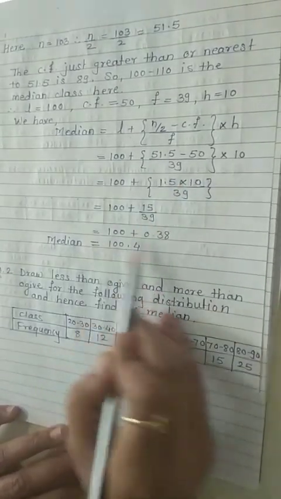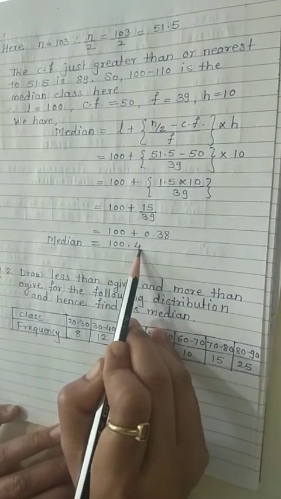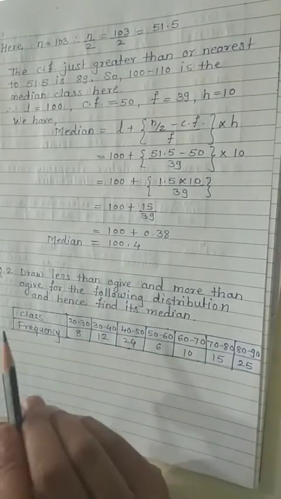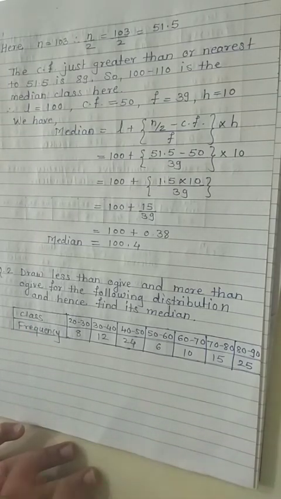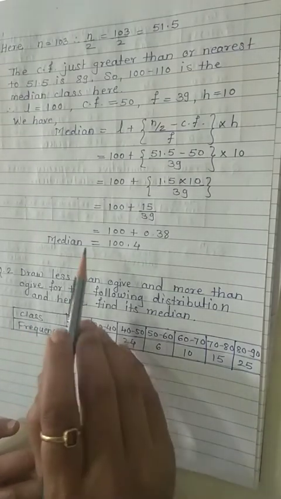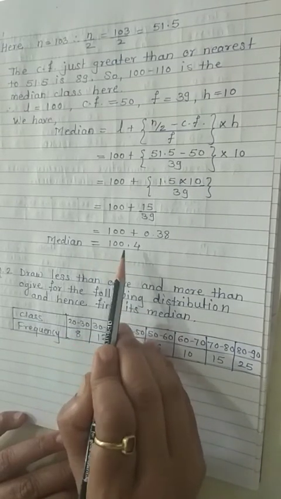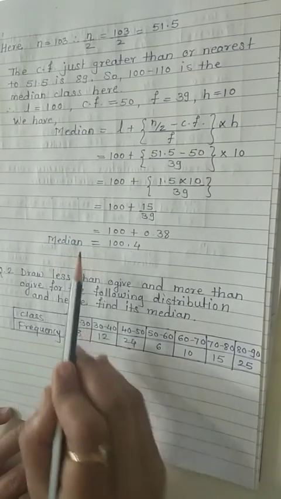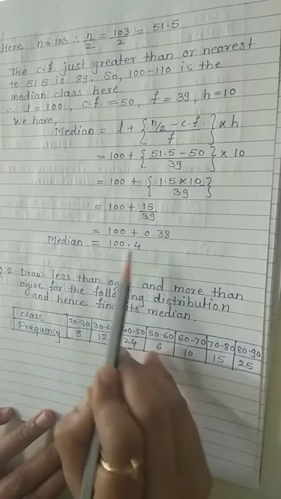So this calculation gives us median is equal to 100.4. So our median from the graph, 100.4, is correct. That means the 100 point something we calculated from the graph has tallied with the median from the formula. So the median of this data is 100.4.